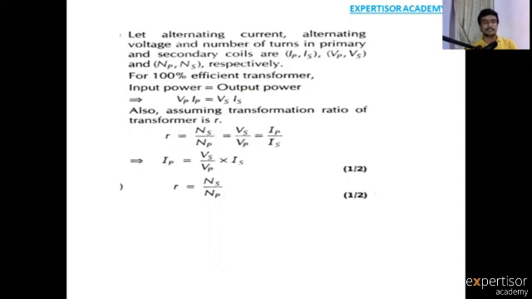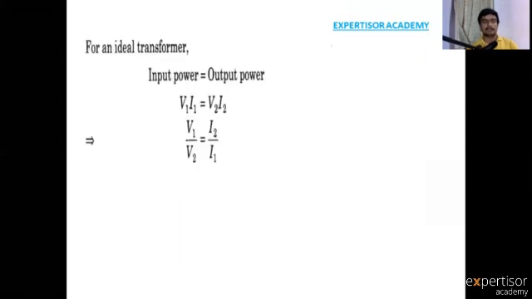In this transformer, for a 100% efficient transformer, we have the relation input power is equal to output power. From that relation, we get the transformer ratio R is equal to NS by NP, which is equal to VS by VP and IP by IS. So finally, transformer ratio R is equal to NS by NP. For an ideal transformer, the relation between voltage and current is V1 by V2 equal to I2 by I1. So this is the information about the transformer.